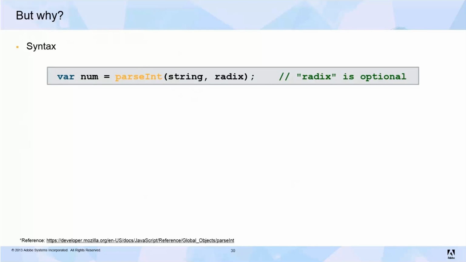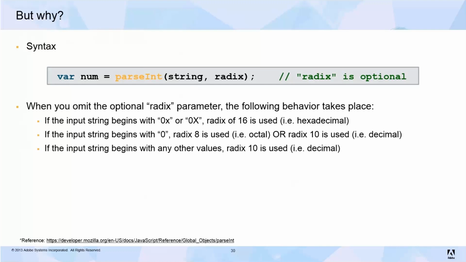This really all comes down to the parseInt API. So let's take a look at it. parseInt will take two parameters, a string and a radix, and the spec says radix is optional. However, the puzzler comes into play because of that optional radix. So what happens when that radix is omitted? If the input string begins with 0x, or 0 capital X, the radix is assumed to be 16. It's assumed to be a hexadecimal number. If the input string begins with a leading 0, it is treated as octal or decimal. And if the input begins with any other value, radix of 10 is assumed.